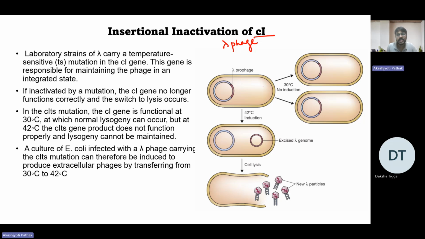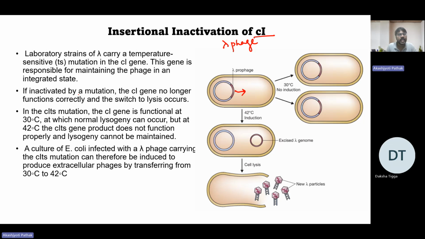At 30 degrees Celsius, this lambda phage genome will remain integrated within the host genome. But when it is incubated at 42 degrees Celsius, changed from 30 to 42 degrees Celsius, it will get excised from the host genome, then start synthesizing its own lambda particles and lyse the cell. So it will get transformed from the lysogenic phase to the lytic phase.